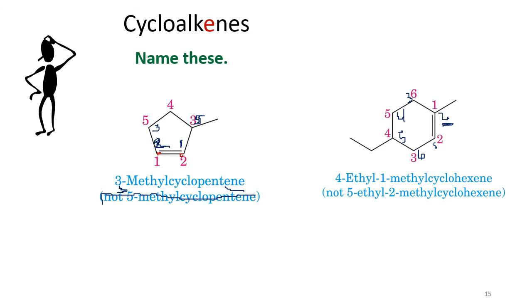So you're always looking for the first difference. We get to number 1 using this carbon of the double bond as number 1. Again, the position of the double bond is not numbered, just the substituents, and the substituents are always numbered in cycloalkenes. That's the difference between them and cycloalkenes.